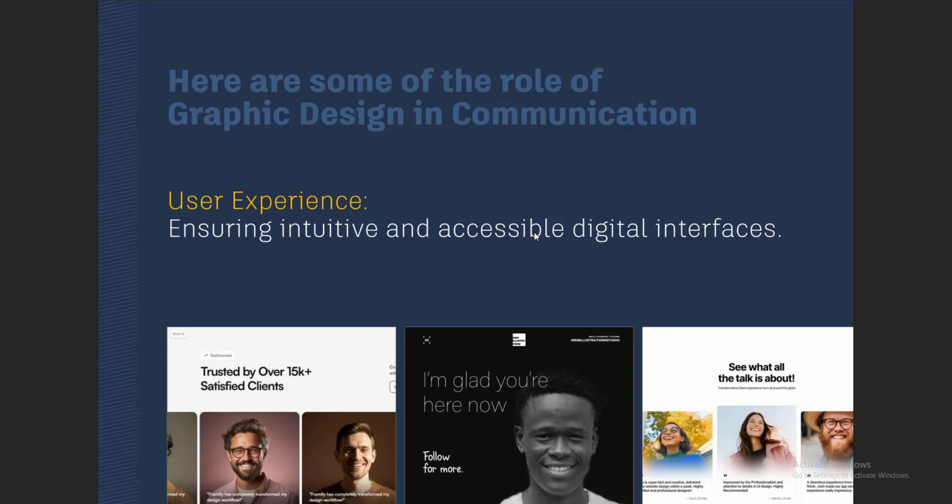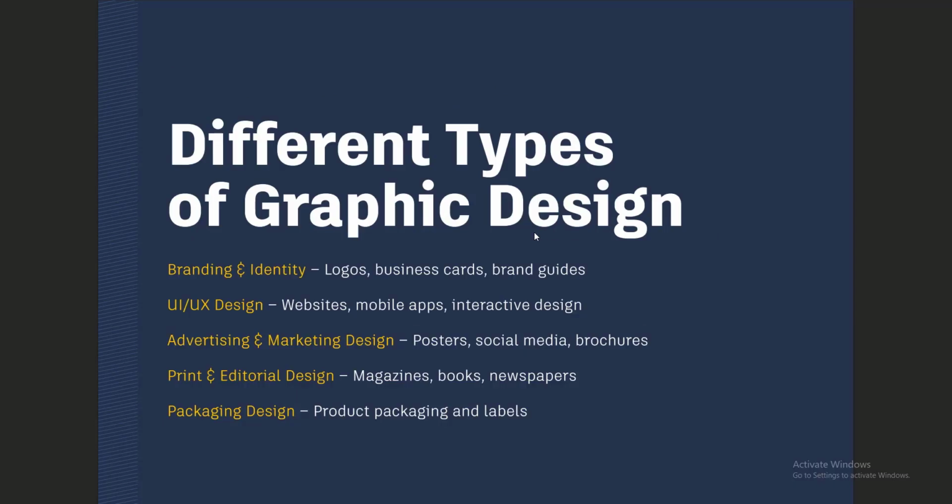User experience is you creating a product and putting that product in a way that customers interact with it and they feel satisfied. You understand? They interact with the product that you've designed and they feel like their needs are being met. That is also another effect of what? Of graphics design. So a lot of graphics designers are going into user experience design recently, and there are different types of graphics design actually.